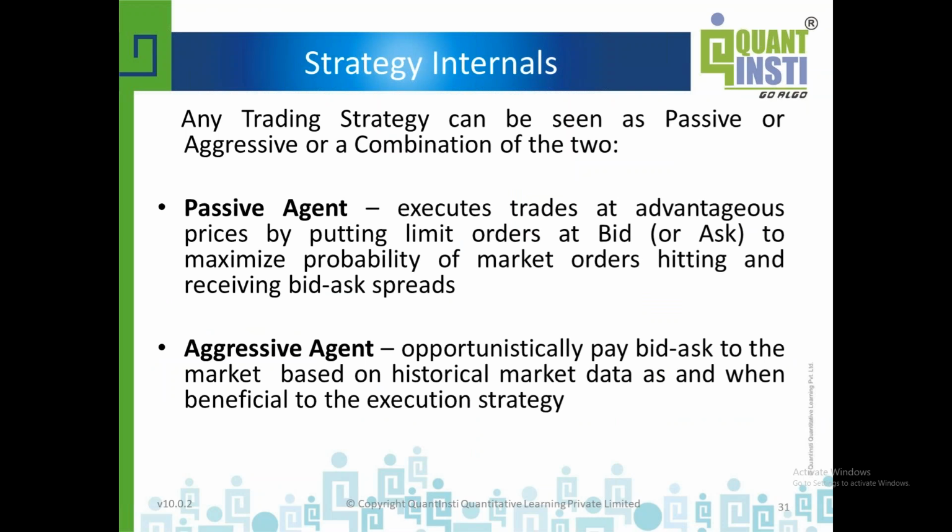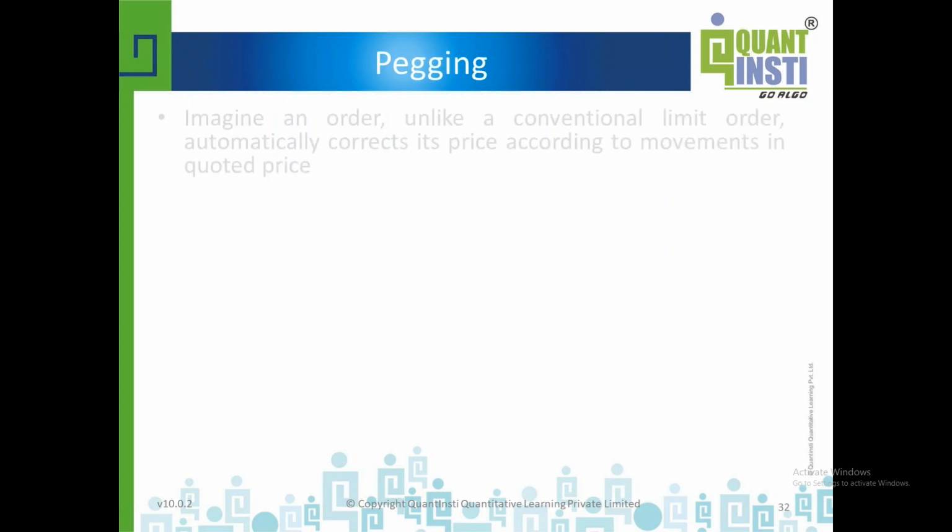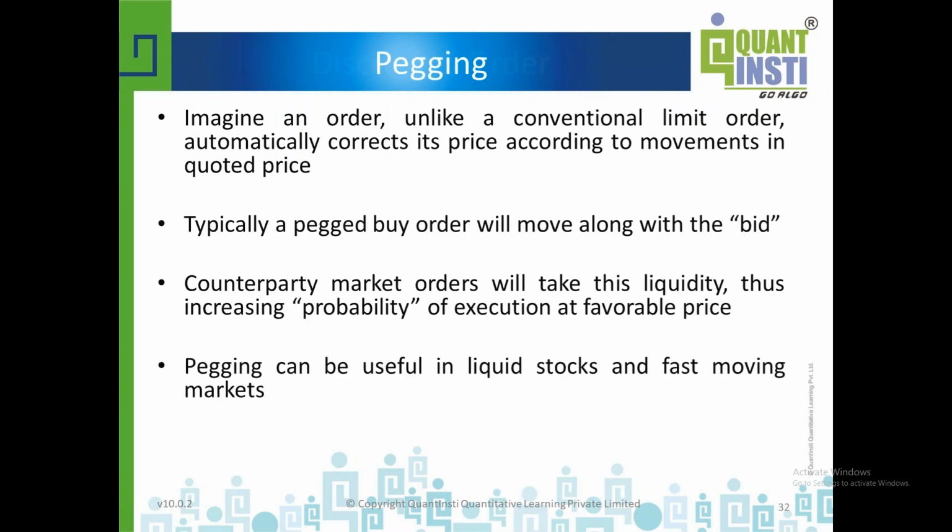So passive agents would be those who put limit orders at the bid or the ask, right? Aggressive would be those who take away liquidity. They pay the bid ask spread to the market, so an aggressive agent would be someone who really wants to get their trades executed, right? Their priority is getting the trade executed. A passive agent usually sends limit orders around the best bid. They don't cross the bid ask spread for execution, right? All right, so I've used pegging.